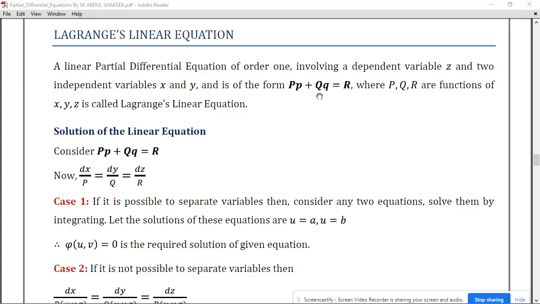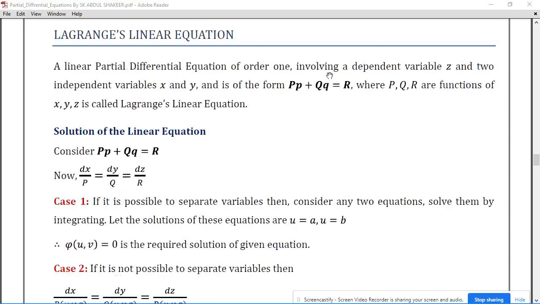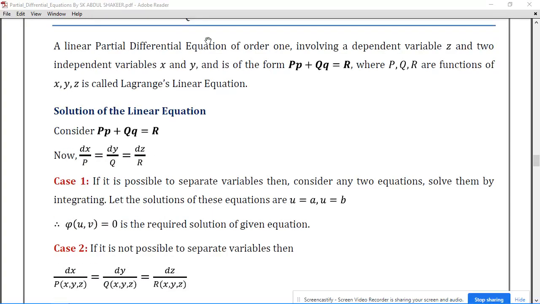That is, small p is ∂z/∂x, q is ∂z/∂y, where z is a dependent variable and x, y are two independent variables. Now to get the solution of a linear equation of the form Pp plus Qq equal to R. Once again, what is Pp plus Qq equal to R? It is called Lagrange's linear equation.